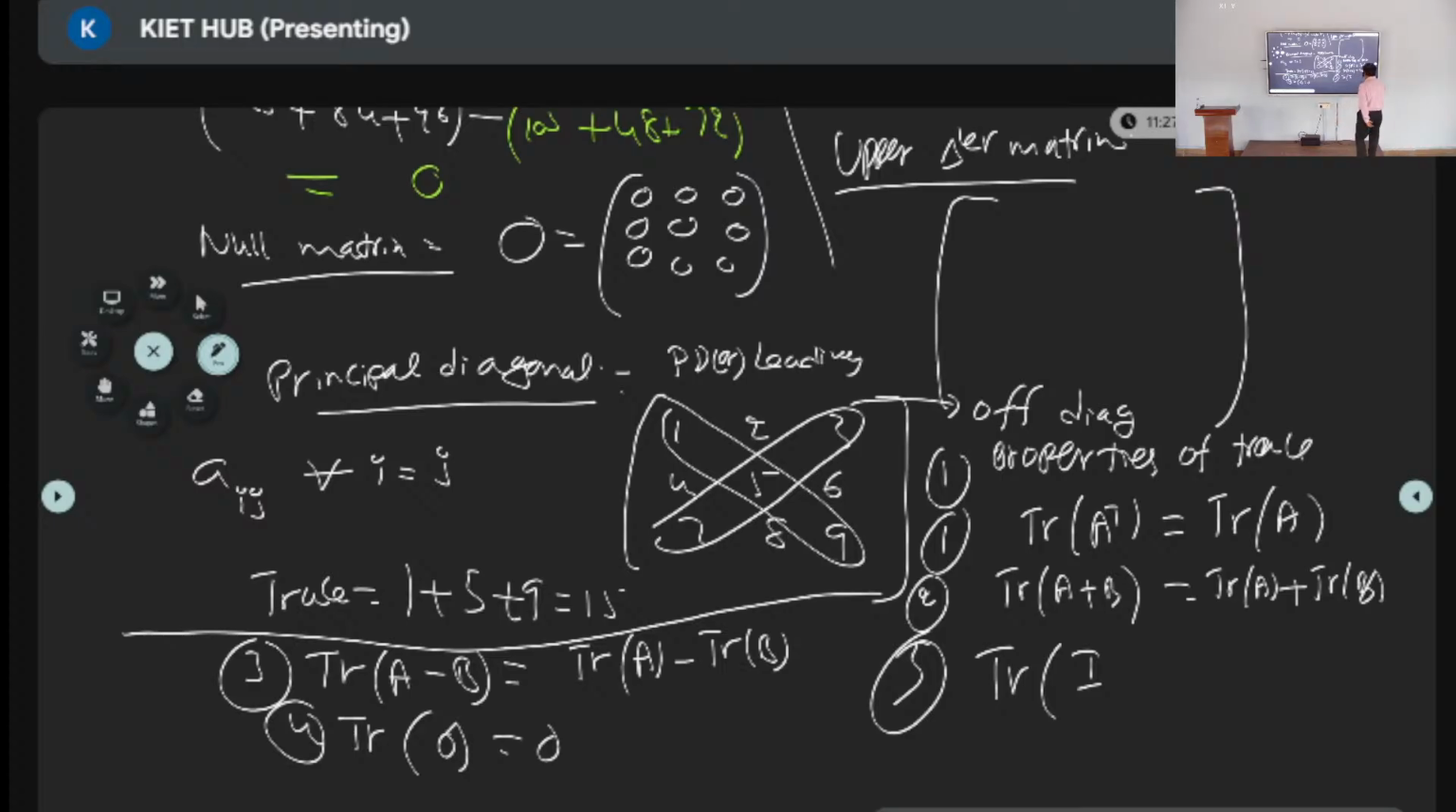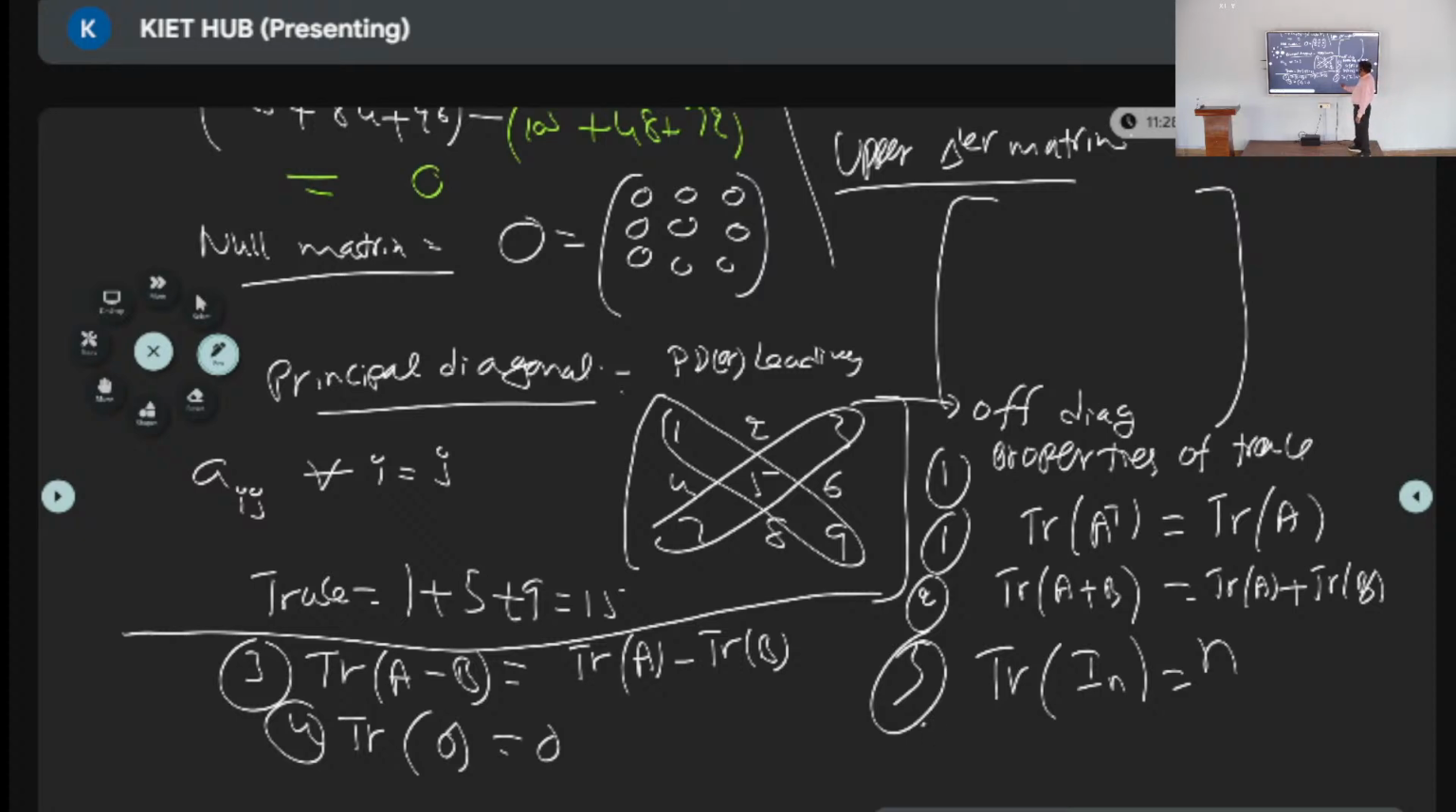Trace of unit matrix of n by n is what? You are not responding. 3 by 3 trace is 3. 4 by 4 trace is 4. The 4 by 4 unit matrix is 1 0 0 0, 0 1 0 0, 0 0 1 0, 0 0 0 1, so the trace of the unit matrix of fourth order is 4. Trace of unit matrix of nth order is n.